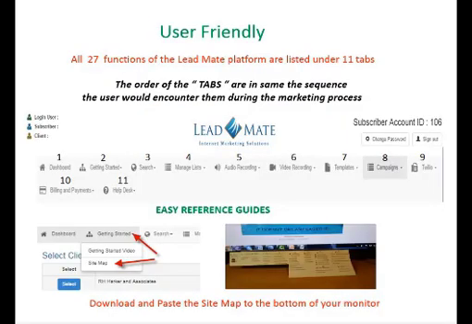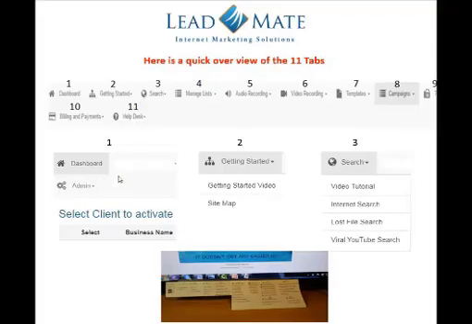It's very user-friendly. All 27 functions of the LeadMate platform are listed under 11 tabs. The order of the tabs is in the same sequence the user would encounter them during the marketing process. And so you can see here's a little screen capture of the tabs, and I've put numbers over the different tabs so it's easier to follow along. Here's a quick overview of the 11 tabs.